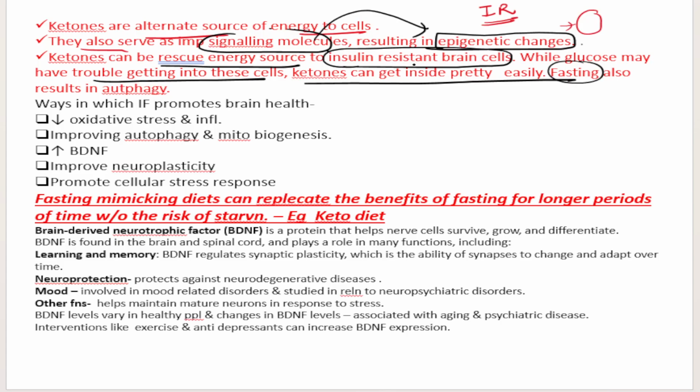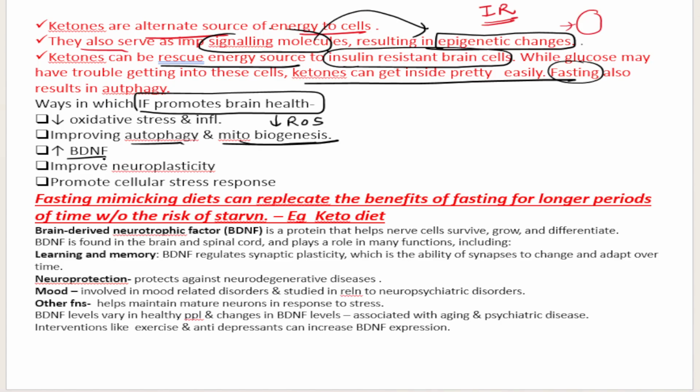Now fasting, we know, results in autophagy, that is, the cell replacing its old and damaged parts and repairing itself. Now, how does intermittent fasting promote brain health? It reduces oxidative stress, improves autophagy and results in production of more mitochondria. It increases brain-derived neurotrophic factor. Now, what is this BDNF? It is a protein that helps the nerve cells to survive, grow, and differentiate.